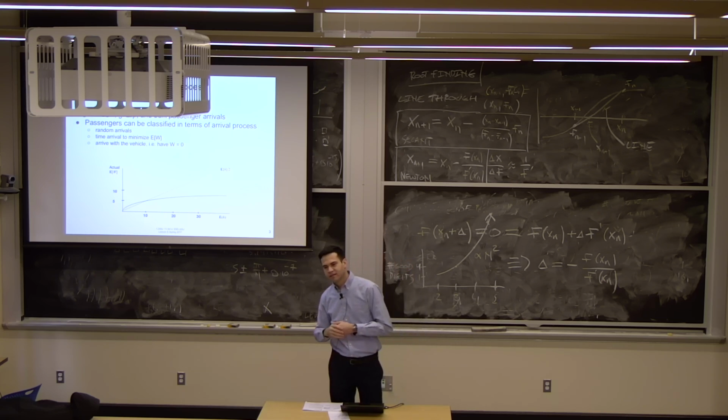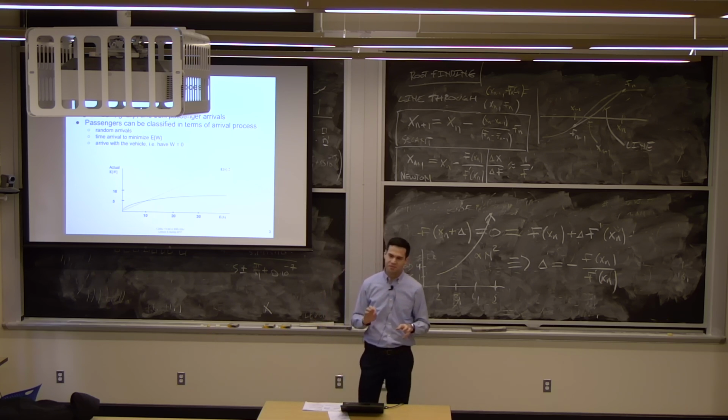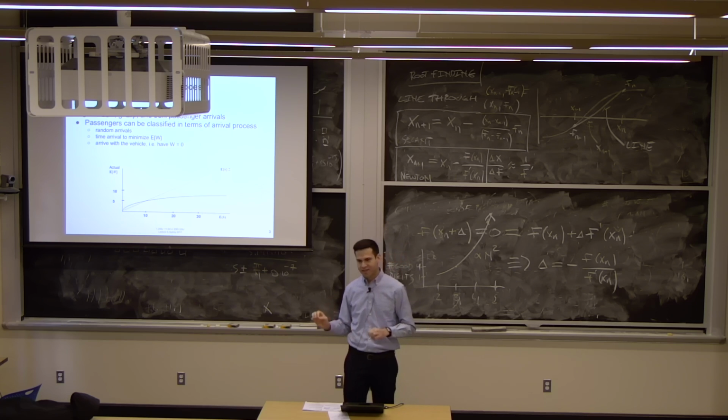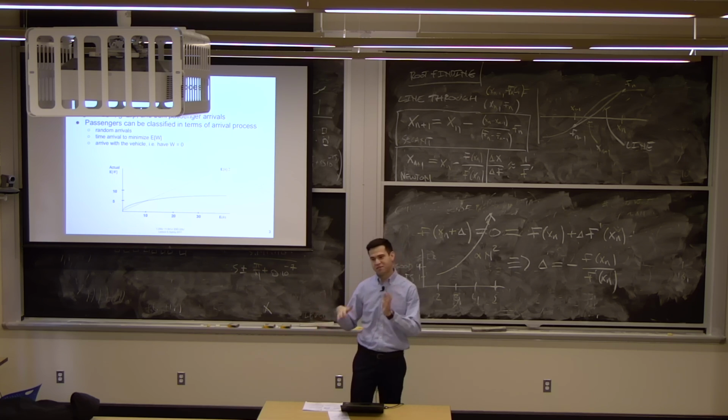You have a question? Is it like random but Poisson distributed or just like random? Yeah, Poisson distributed. Okay. Sometimes it could just be random. Typically, the assumption made is that it's a Poisson process. Okay. So inter-arrival times are negative exponential distributed.